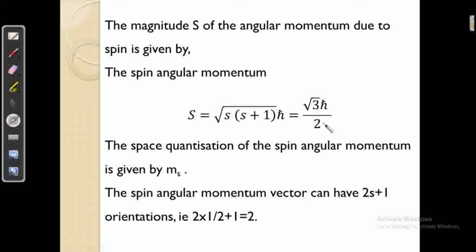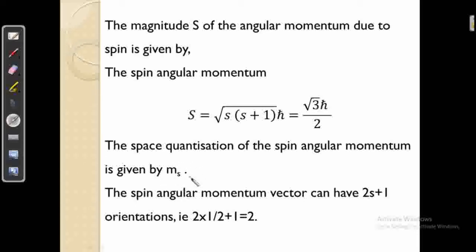And also there are different orientations for this angular momentum, which is known as space quantization. Space quantization means the orientation in space. So for this spin angular momentum we have different orientations, and these orientations are represented by the letter ms. The space quantization of the spin angular momentum is given by the letter ms. This is actually the spin magnetic quantum number.